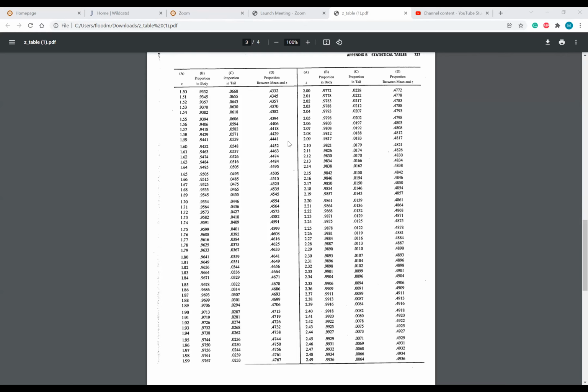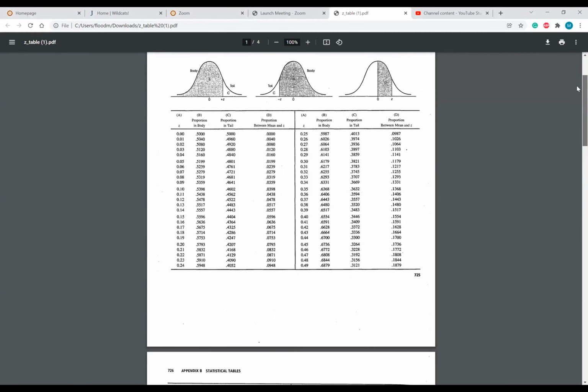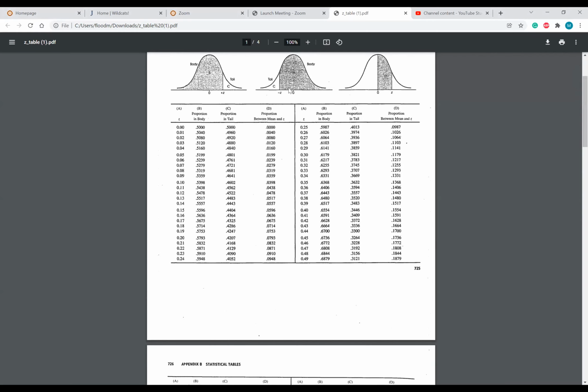And so if we have a z-score of 0.25, we're going to go into the unit normal table and look where the z-score of 0.25 is. And we are looking for the proportion in a tail. And so the proportion in a tail is 0.4013.